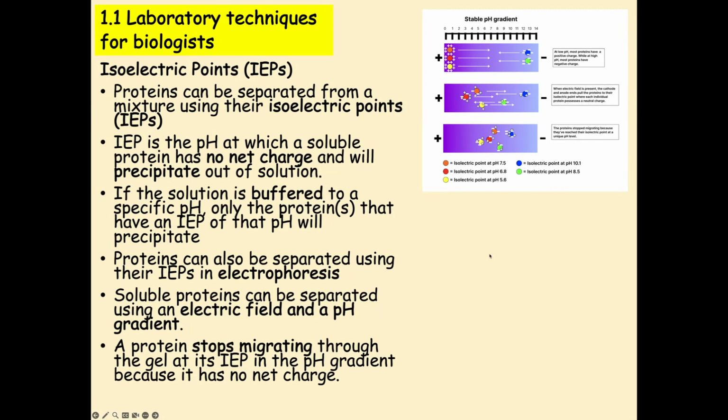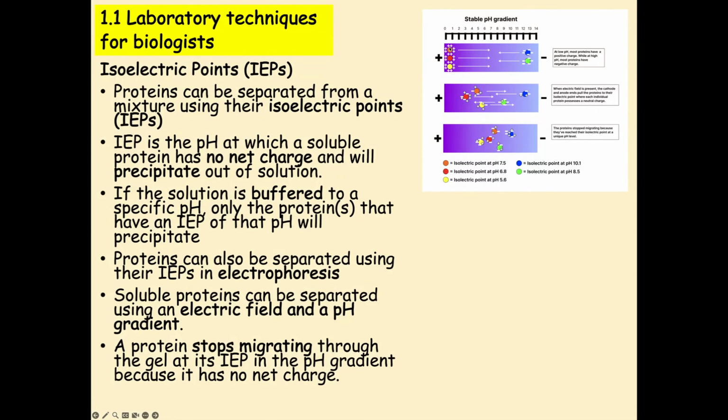Now, the way this works is that the protein will move through the field, it will migrate through the electric field and the pH gradient until it reaches its IEP in the pH gradient, because at that point it has no net charge. And we can see that in our little diagram here, okay?